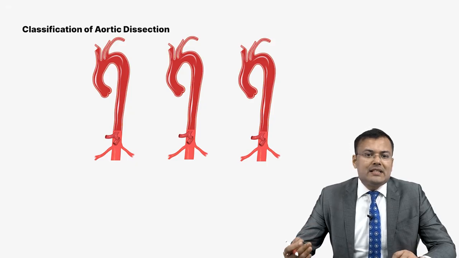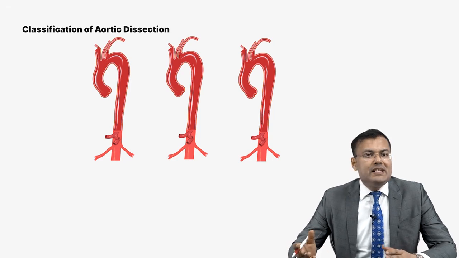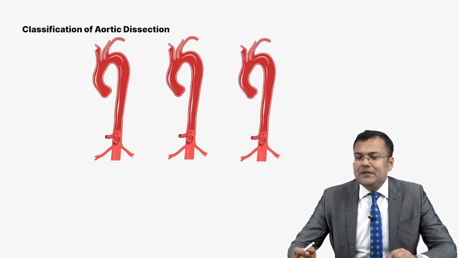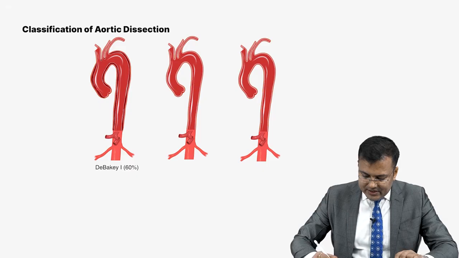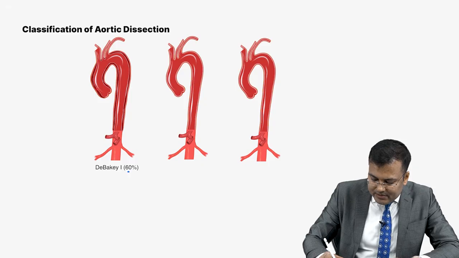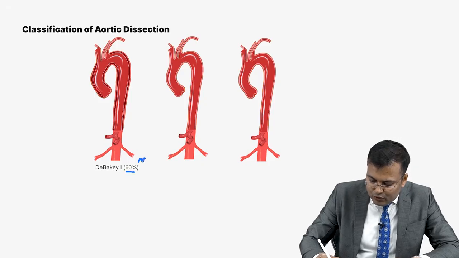They ask about classifications of aortic dissection. There are two types of classification: one is DeBakey and the second is Stanford. First, see the DeBakey classification. DeBakey type 1 is responsible for 60% of cases. It means this is the most common type.